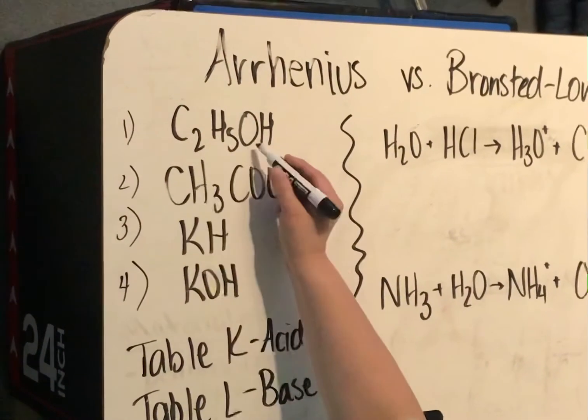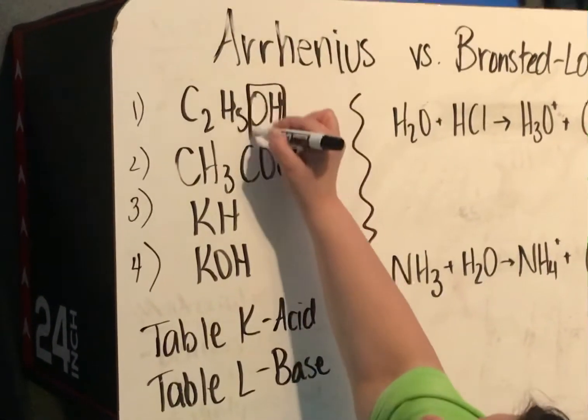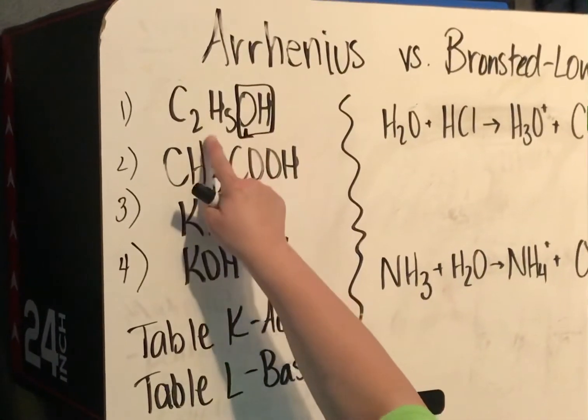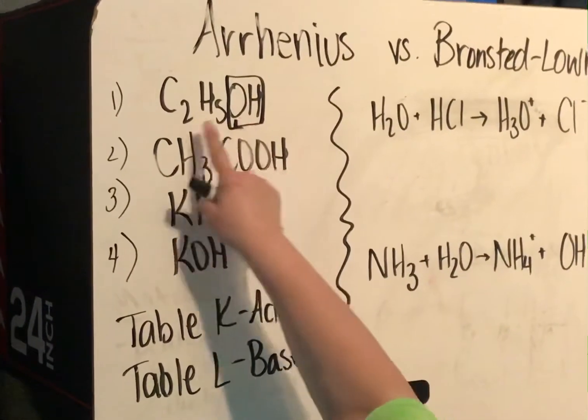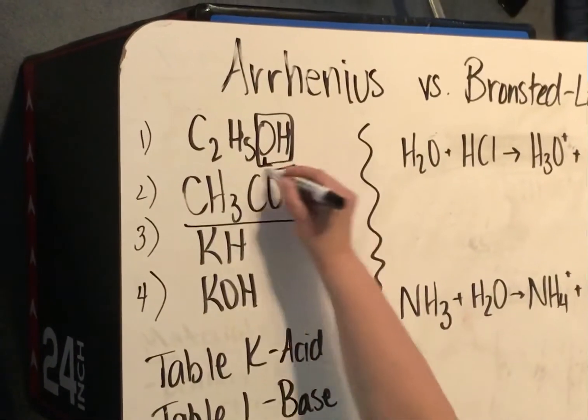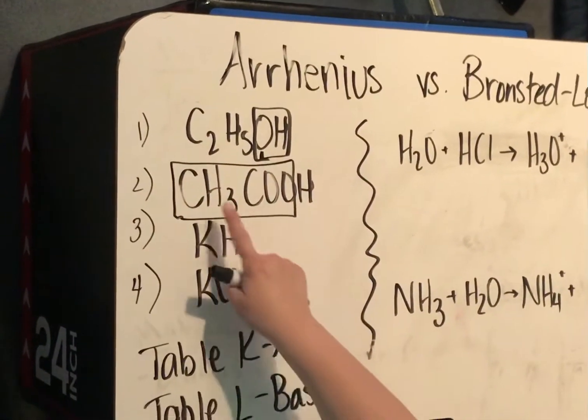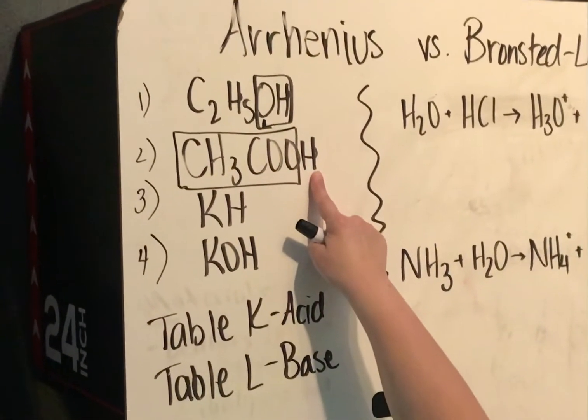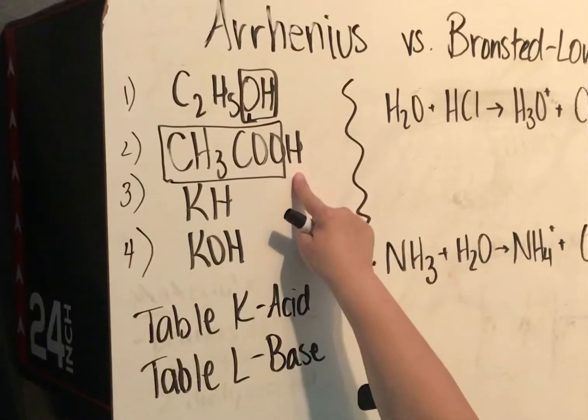If you were to look at this guy, this is a polyatomic. So this piece separates from this piece. You will not have an H by itself. If you look at this entire piece, it is a polyatomic. So this piece stays together and the H comes off. That's the Arrhenius acid, and it is on table K.